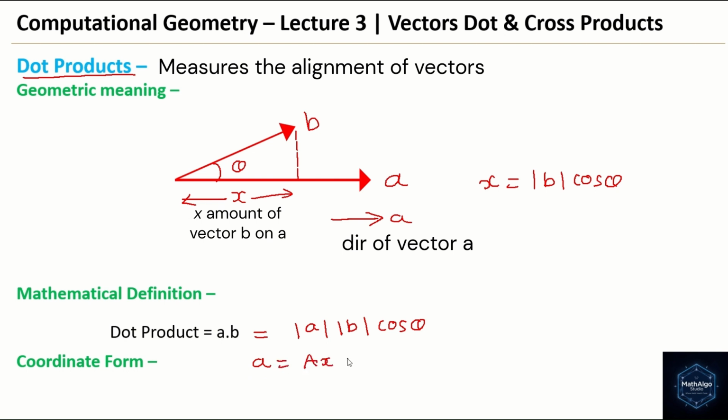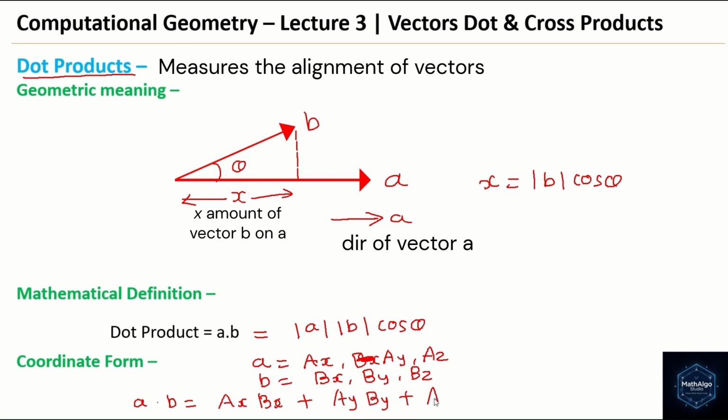If vector A has components ax, ay, az, and vector B has components bx, by, bz, then the dot product is calculated as ax times bx plus ay times by plus az times bz. This coordinate form is extremely efficient and is what we use in C++ implementations.